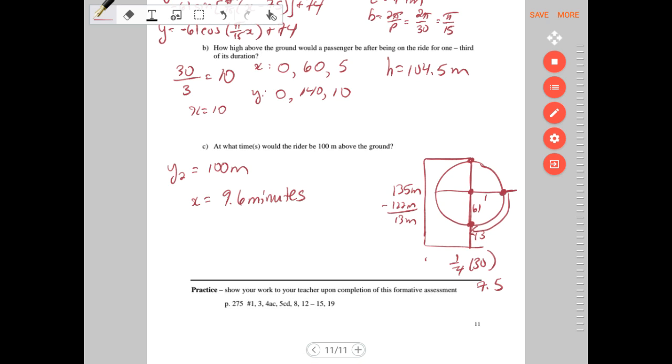Practice is on page 275, so please work on that, show it to your teacher, and then go on to your formative assessment for Chapter 5. That is all.